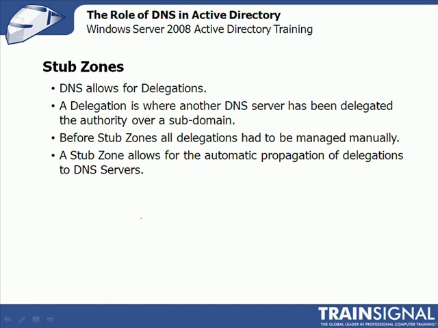So if a second server, or a third, or fourth, or fifth, etc., were to come online and we wanted it to be authoritative over na.globalmantics.local, we would have to manually add it to the delegation on the DNS server which was authoritative for globalmantics.local. A stub zone allows for the automatic propagation of delegations to the parent DNS servers. So let's go take a look at this.